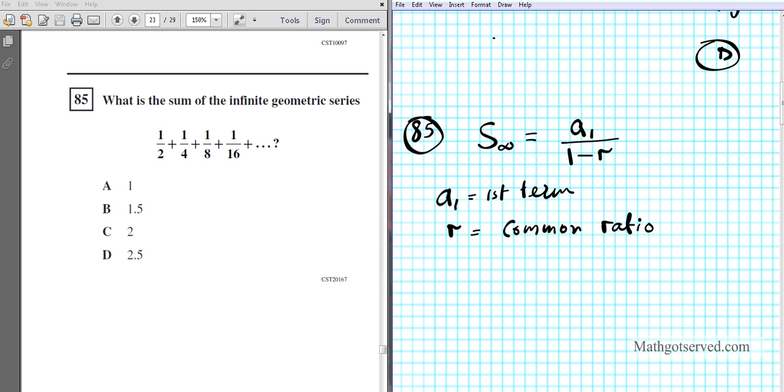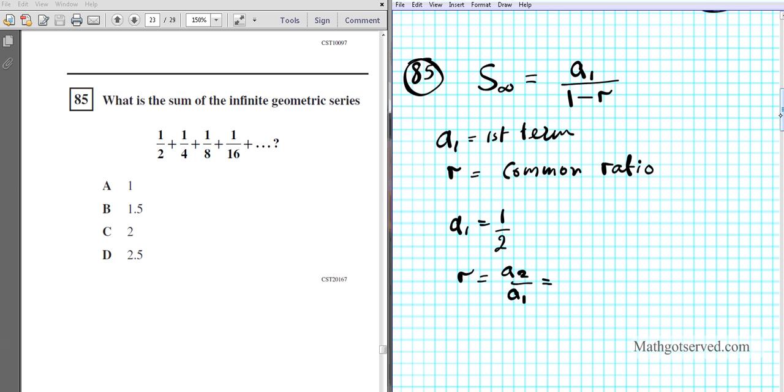Alright, so we need to find the first term. The first term is what shows up first. So A1 is 1/2. The common ratio you find just by dividing a term by the term before it. So you can do A2 over A1, A3 over A2, A4 over A3, whatever. You get the same common ratio. So I'm going to do A2 over A1. A2 is 1/4, the second term, divided by the first term, which is 1/2.